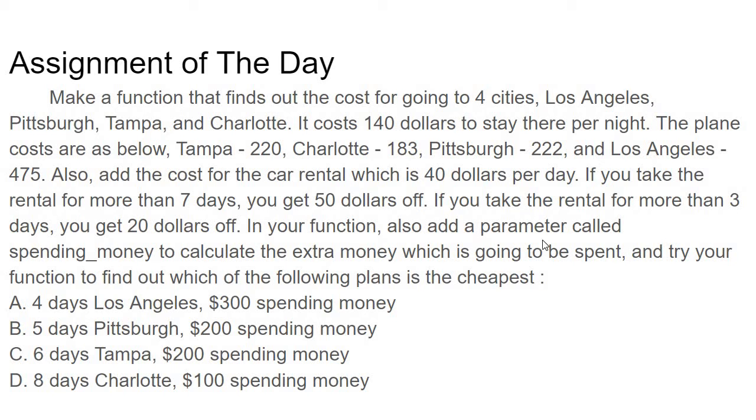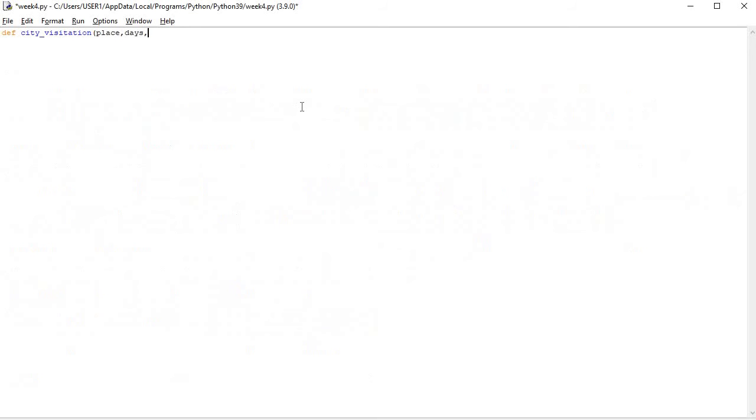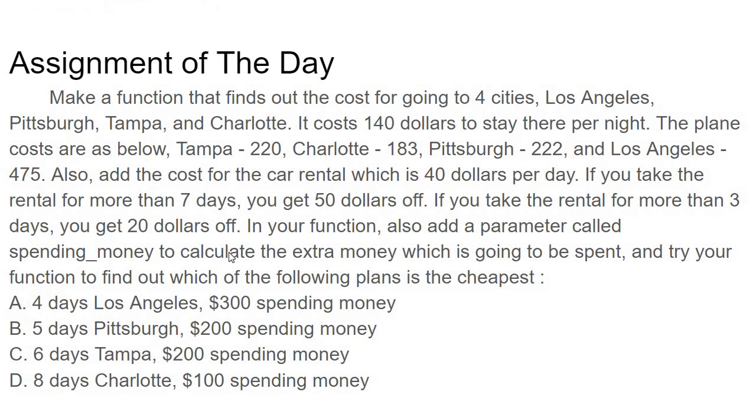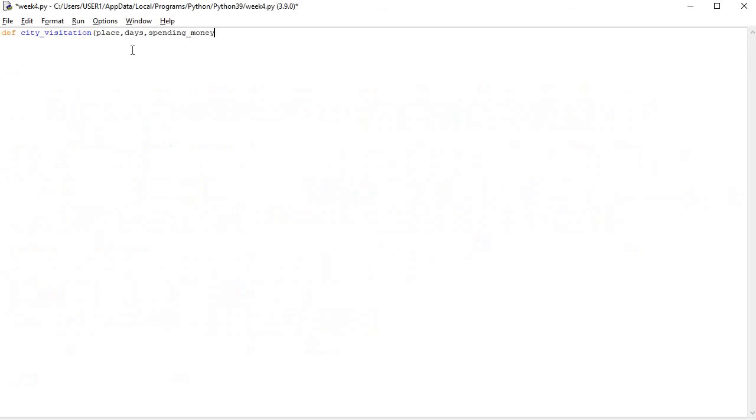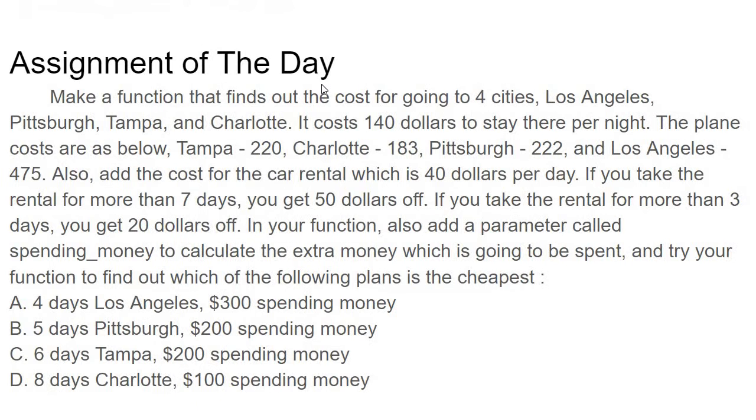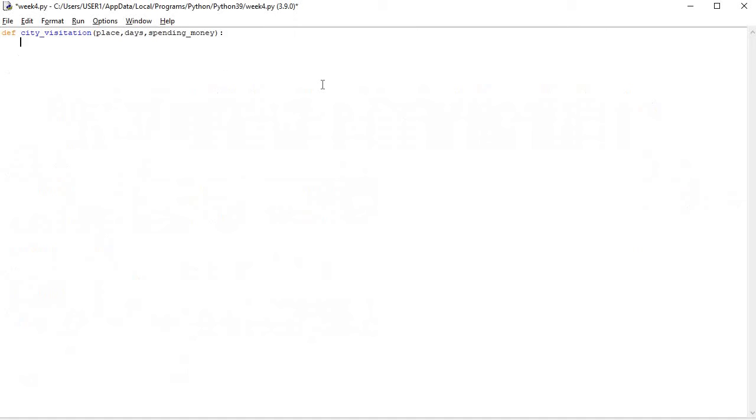In your function, also add a parameter called spending money. Okay, this was easy. You can easily do that. And then calculate the extra money which is going to be spent, and try your function to find out which of the following plans is the cheapest. Now they have given us 4 options. 4 days Los Angeles, 300 spending money. So basically all 3 of our parameters, and we basically have to find out which one is the cheapest.